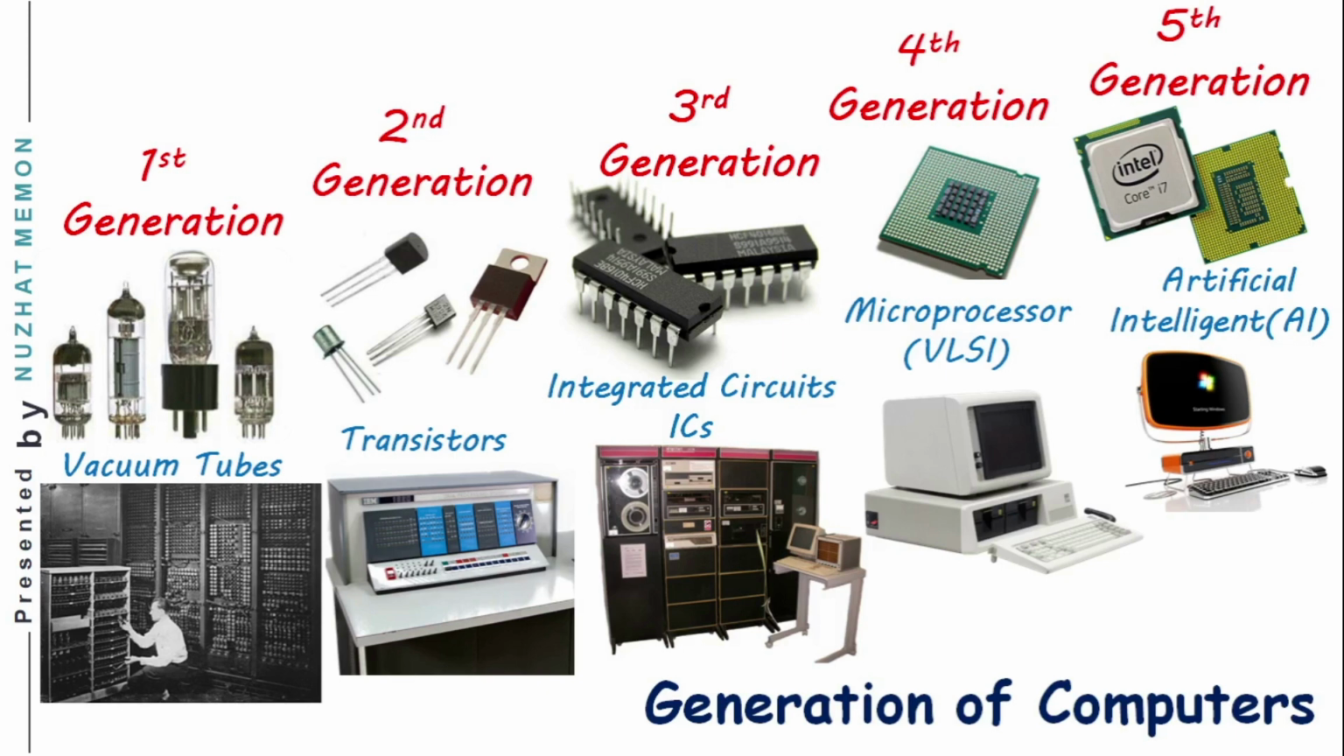So, our journey of 5 generations of computers starts in 1945 with the vacuum tube. As you can see in this image, these are known as vacuum tubes, and it goes to the present day and beyond with artificial intelligence, that is AI systems and devices.